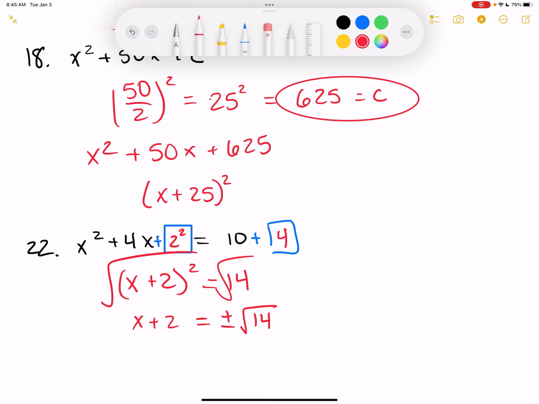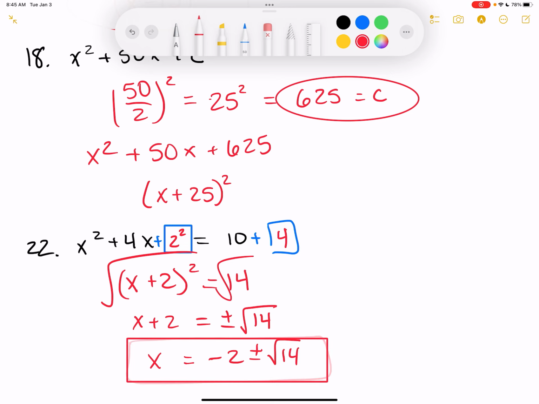Can anything come out of that square root? No. So if something can come out, I do want you to take stuff out. I didn't mention that earlier. But this one can't. So then I would be able to leave it all together. So it would be x is equal to negative 2 plus or minus the square root of 14. I love that one.